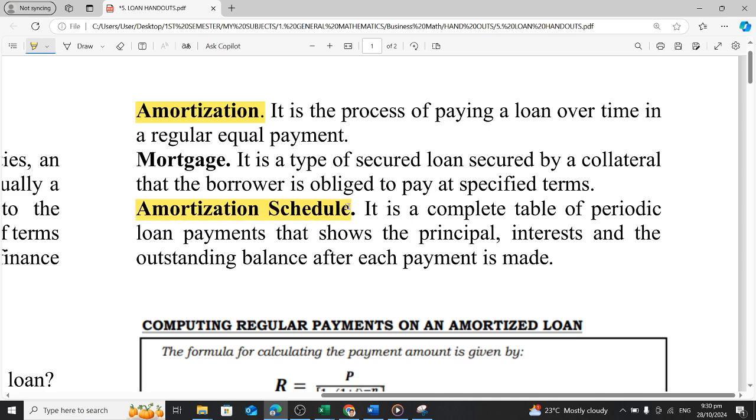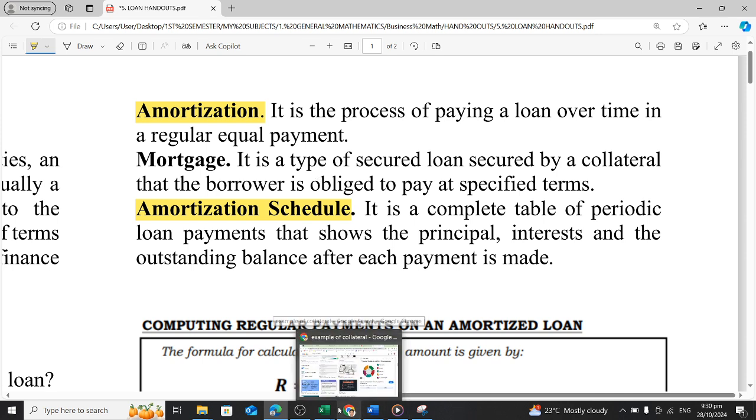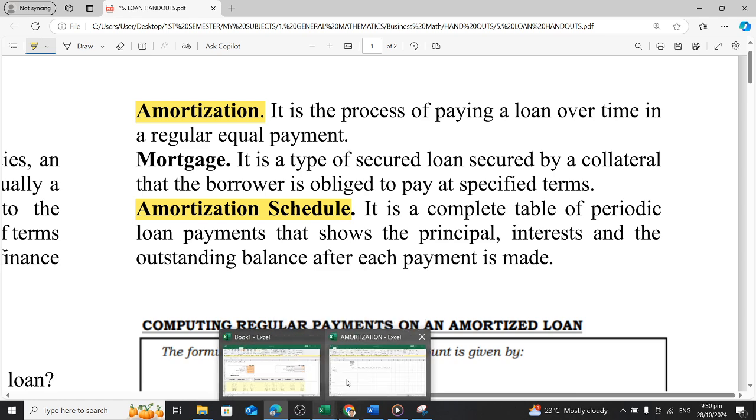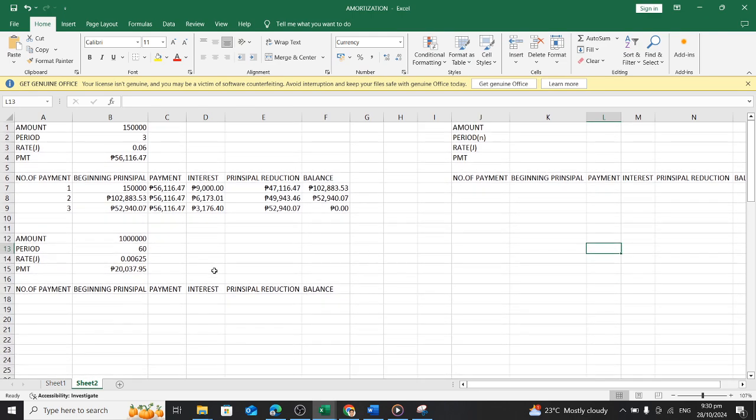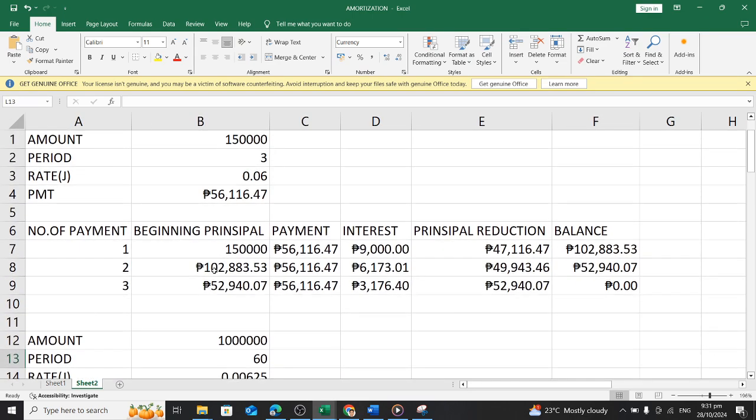This is the table. It is a complete table of periodic loan payments that shows the principal, interest, and the outstanding balance for each payment made. Now, for example of amortization schedule, okay? So this is an example of amortization schedule. We have the number of payment, we have the beginning principal. The beginning principal is 150,000 pesos.